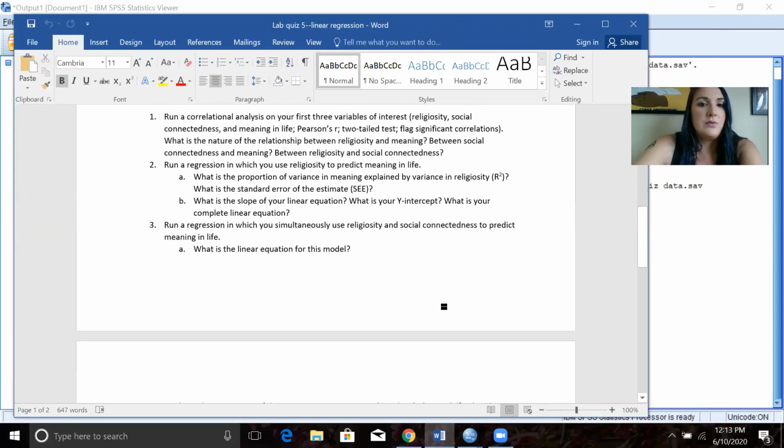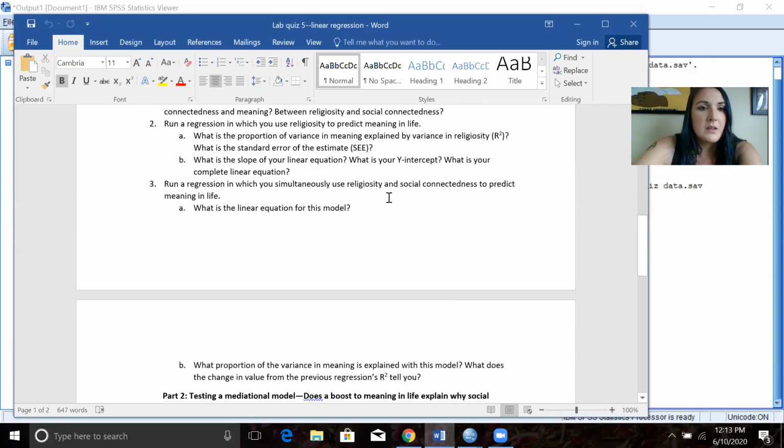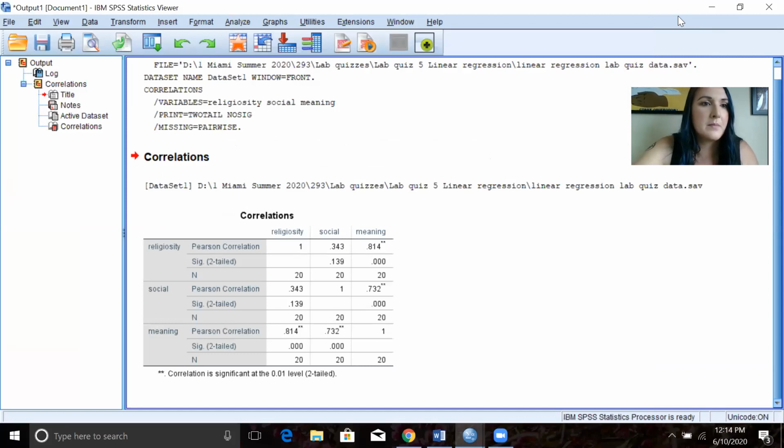Now moving on to some of our regressions. So run a regression in which you use religiosity to predict meaning in life, and then you answer a series of questions to be pulled out of that output. So a regression in which you use religiosity to predict meaning in life. Here's how you do that.